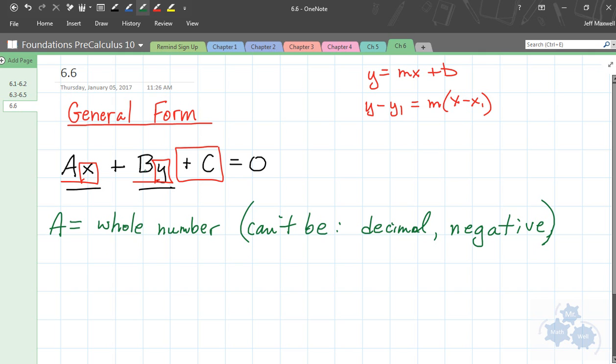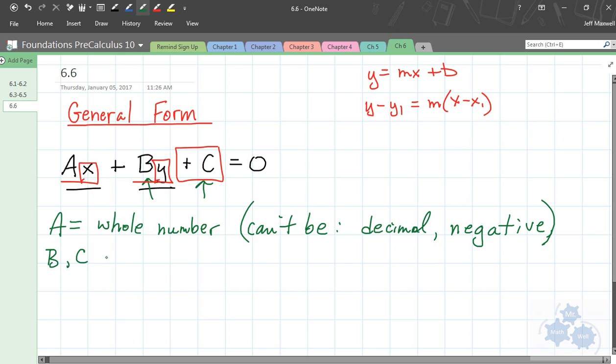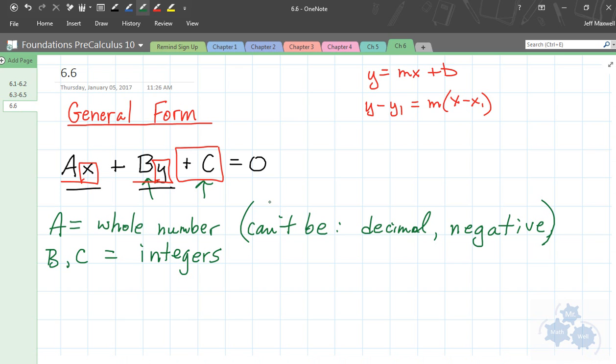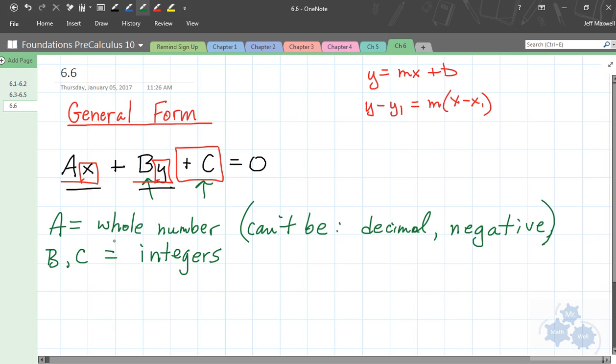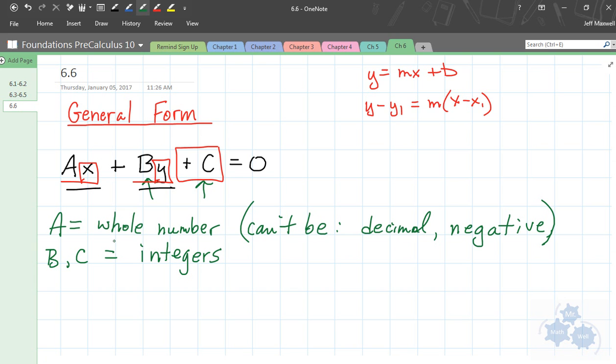Okay? B and C are both integers. B and C are integers, which means that they can be negative or positive or 0, but what they can't be is fractions and decimals and stuff. That's what integers are, and I think you probably know what integers are. All right, so there's a few things that we need to pay attention to if a line is in general form.